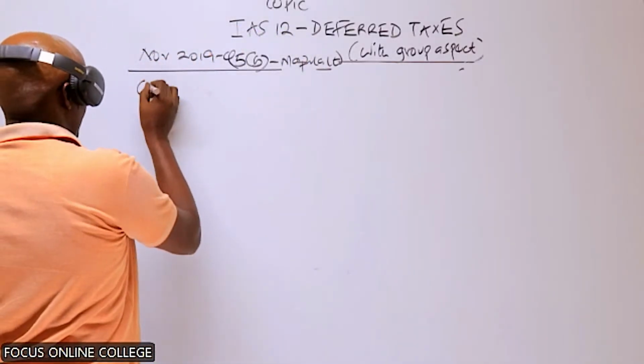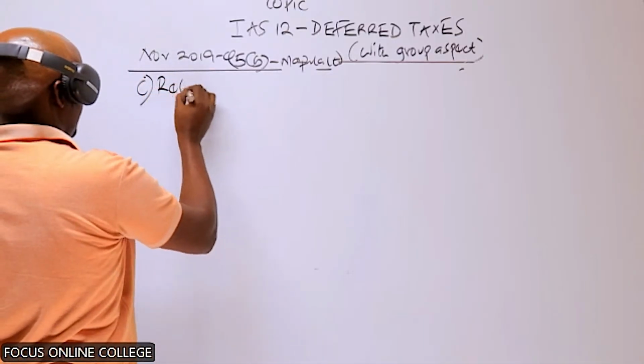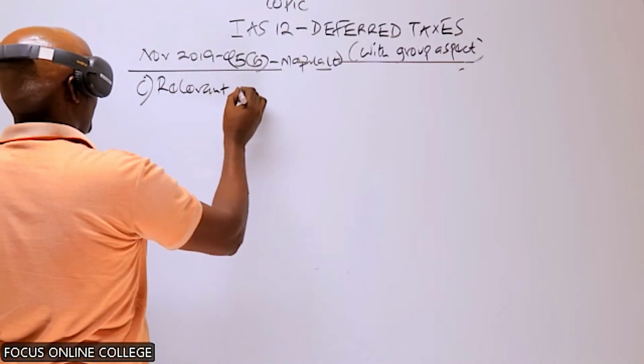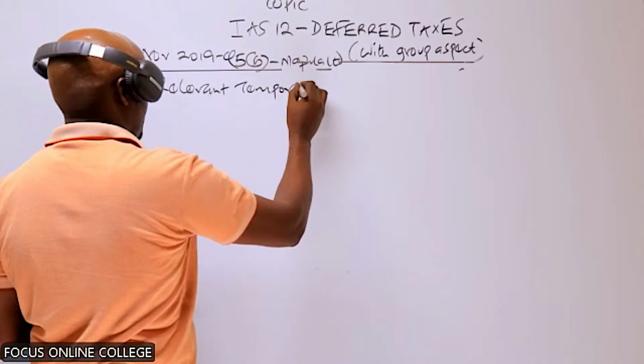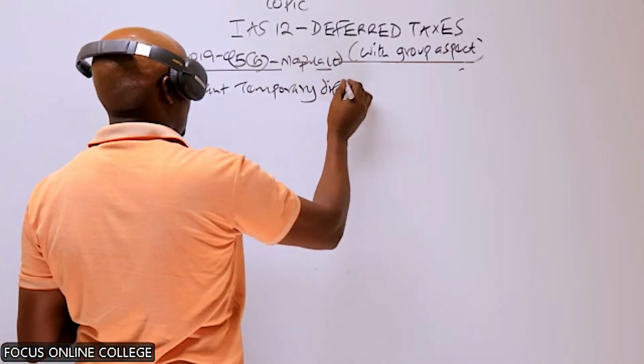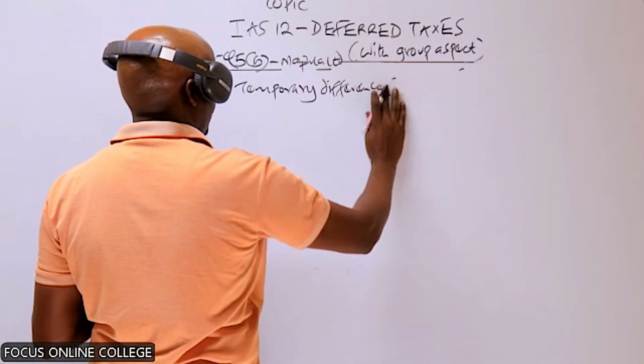And in Roman 1, what are we required to do? We are required to compute the relevant temporary differences.